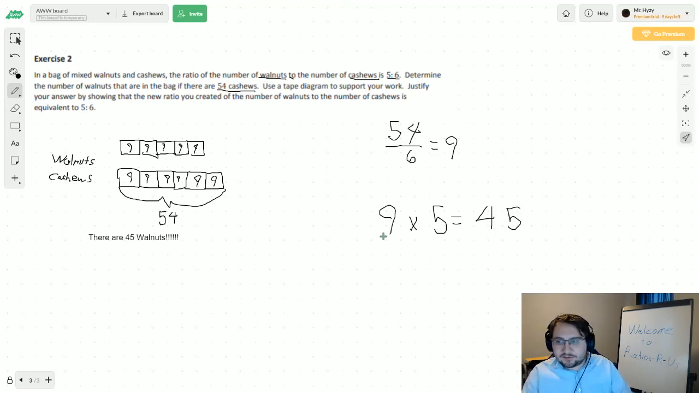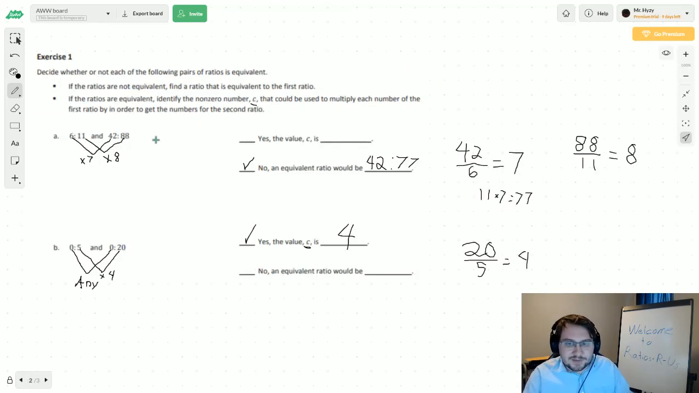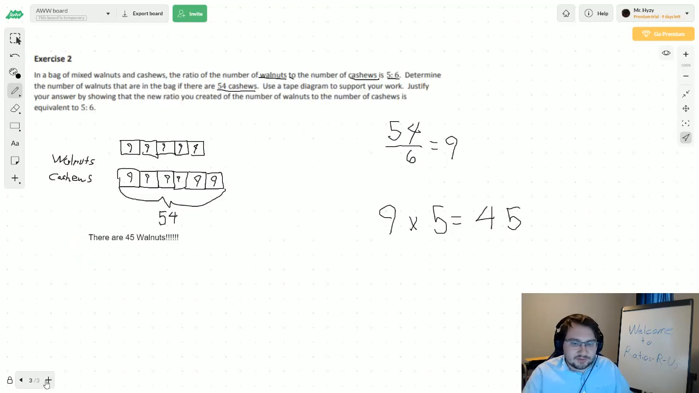I've done my tape diagram, and I found out that there are 45 walnuts. Am I done? No, I'm not done. It's telling us, remember, justify your answer by showing that the new ratio you created of the number of walnuts to the number of cashews is equivalent to 5 to 6. So remember, we need to do it like this time. We're going to take our original ratio, 5 to 6, and I'm going to write my new ratio of my number of walnuts, 45.